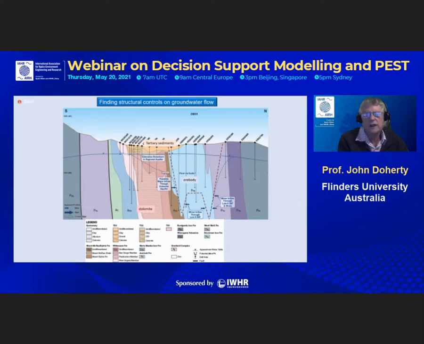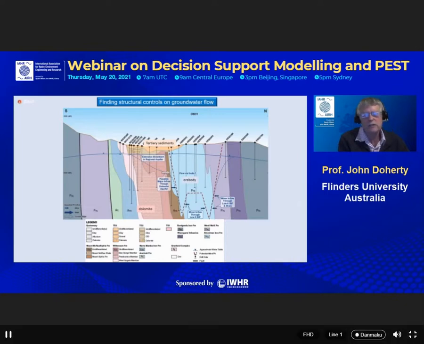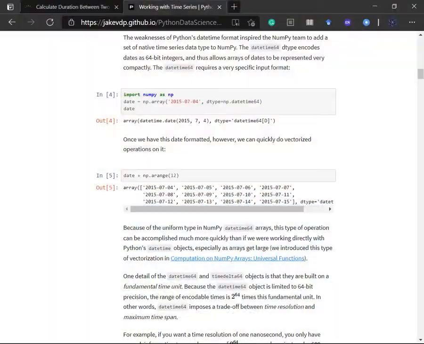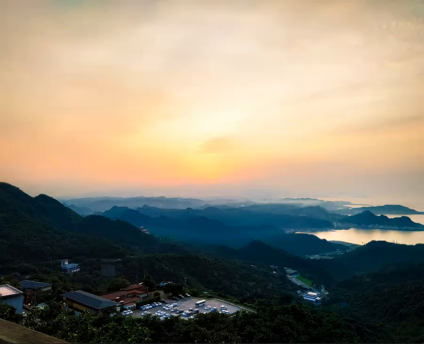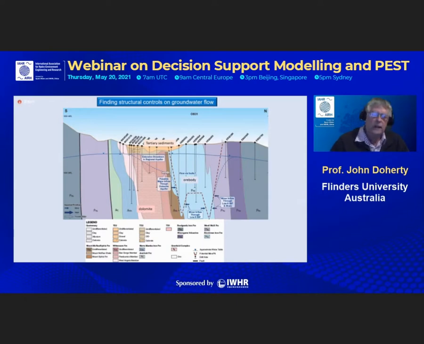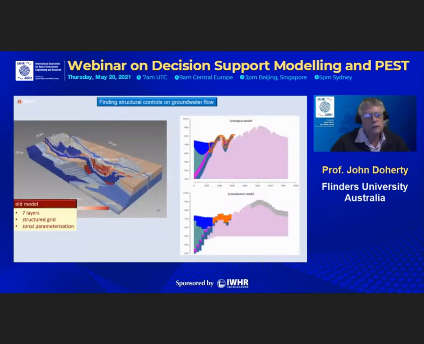Originally, a very expensive model was built that tried to simulate very complex geology. This is in a mining area in Western Australia where iron ore is mined. And the geology is steeply dipping metamorphosed rocks, and the ore body lies in this rock here. So the original model took a long time to run. And the idea was with 7 layers and zonal parameterization to try to simulate what geologists thought they knew about the geology.